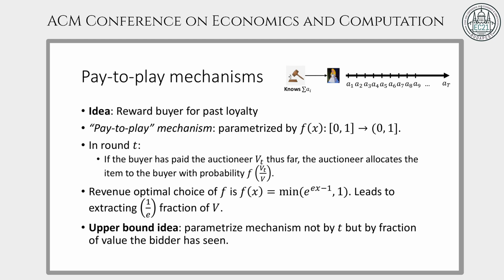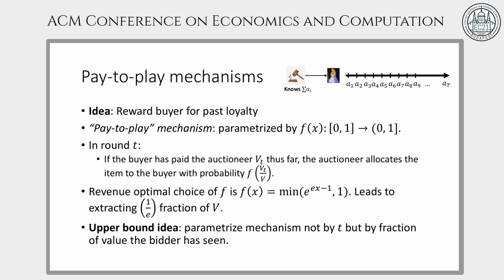So in general, you want this function f to be increasing to encourage the buyer to pay the auctioneer more and more. And you can compute what the optimal pay-to-play mechanism is. It turns out the revenue optimal choice of f is this function f of x equals min of e to the x minus 1 and 1. And this leads to extracting a 1/e fraction of the total welfare v. And like I said, we can also show that this 1/e fraction is tight.